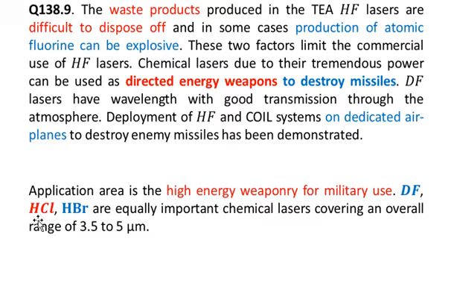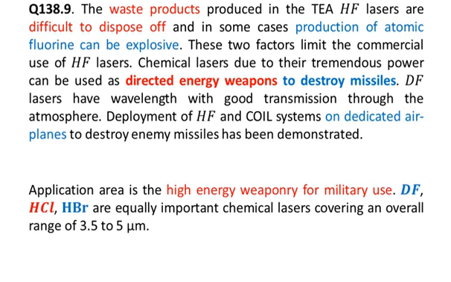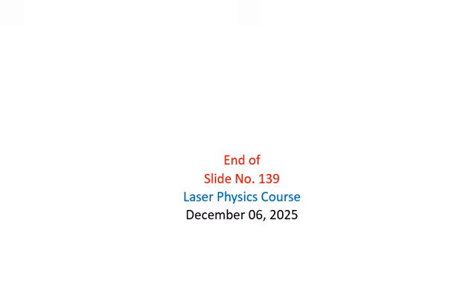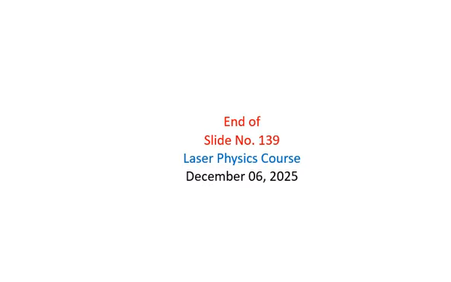Deuterium fluorine, hydrogen chloride, and hydrogen bromide are equally important chemical lasers covering an overall range of 3.5 to 5 micron. So this is the end of slide number 139.